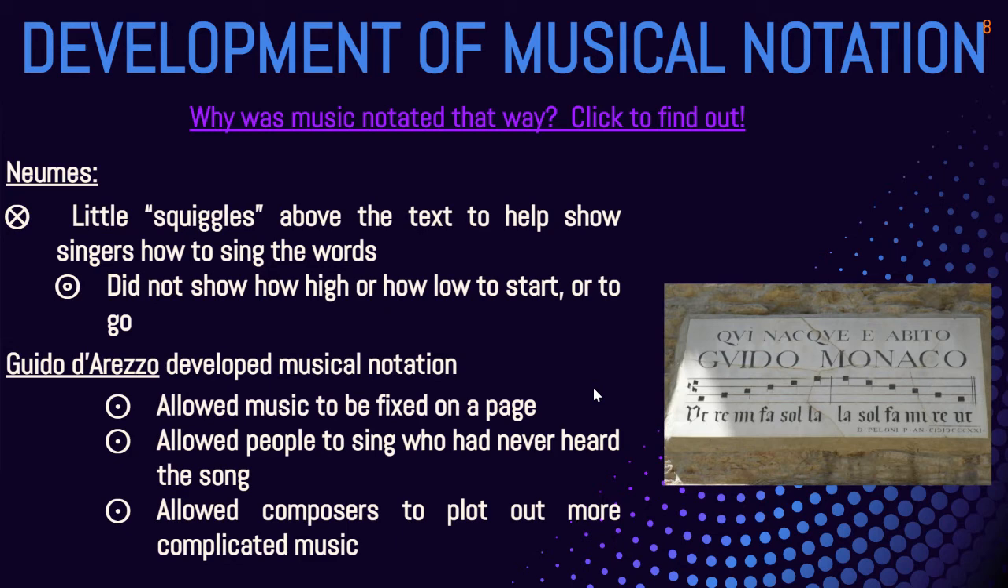It didn't show how high or how low to start, so it could sound different every single time somebody sang something because they didn't know where to start. They just knew, okay, well, I'm going to go up and then down and then up and then up. And it was really hard to keep track of. So let's learn about music notation.